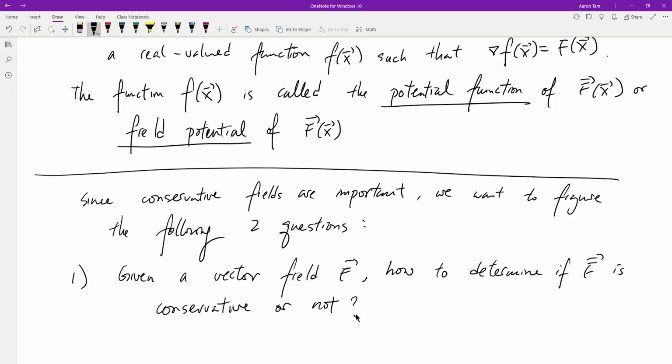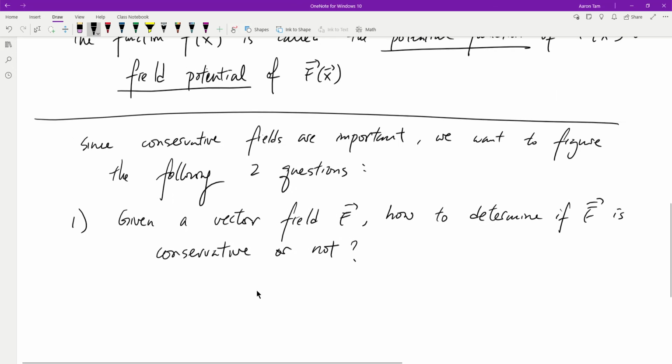The problem with that is that even if you can test 10 different line integrals, or 20 different line integrals, and they all give you the same value, there's no guarantee that the 21st one that you do would give you the same value. And even if all the paths from point A to point B give you the same line integral value, there's no guarantee that if you go from point C to point D, it would be the same. There are just too many things to check. So there must be a better way to determine if it is conservative or not. And so that's the first question.